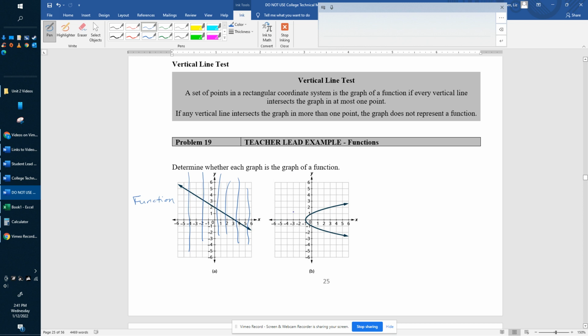Let's look at problem B. Drawing vertical lines. Oh, we're not even hitting any points over here. We hit, whoa, no, we hit 2 points. We're hitting 2 points. This is not a function. We're hitting more than 1 point with our vertical lines. So, I mean, if we'd stop drawing our line right here, and it just hit that 1 point, that wouldn't be enough. You have to look at the entire graph and make sure there are no times where you would be hitting more than 1 point.